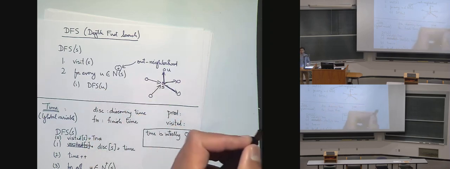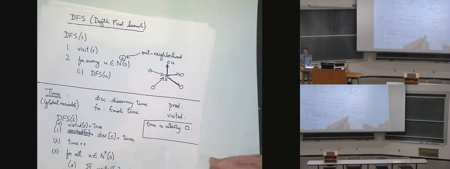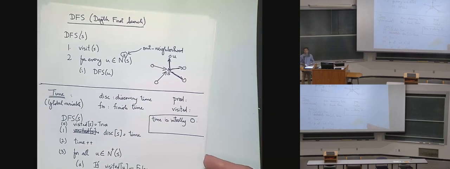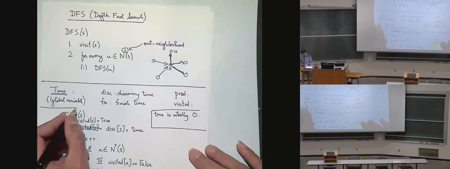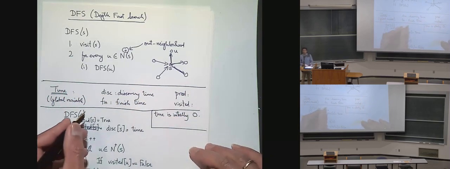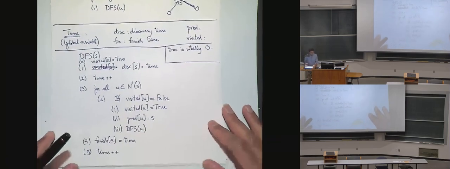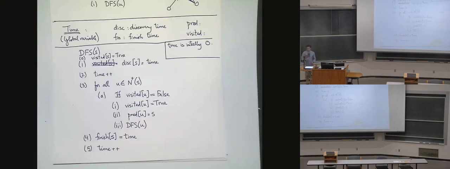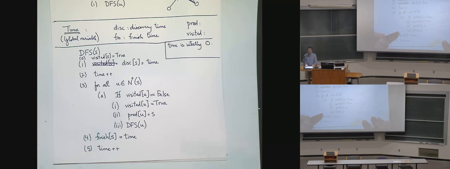Someone had a question in the back. Time variable, is it global? Yes, it's a global variable. So time, discovery, finish, predecessors, all of these are global variables. Think of it as every time I set a discovery or a finish, I increment the time.